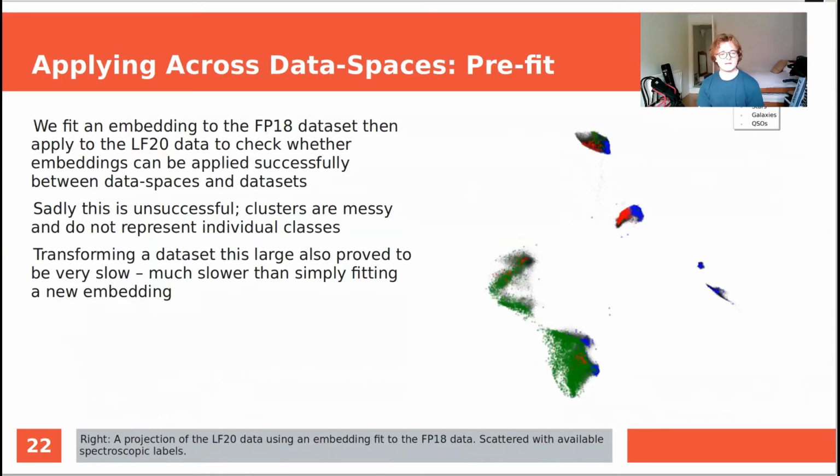When we experiment applying embeddings between data spaces, we fit an embedding to the fully labeled FP18 data set and then apply it to that much larger LF20 data. This is on a 1 million point sample from that data. You can see the clusters do not represent one single class as they did in our previous embeddings, and they're much more protracted and don't really resemble the original embedding used to project this data. This is likely symptomatic of our use of a projection between data spaces, where measurements are different and apparatus is indeed different, given that we've sourced from different surveys.